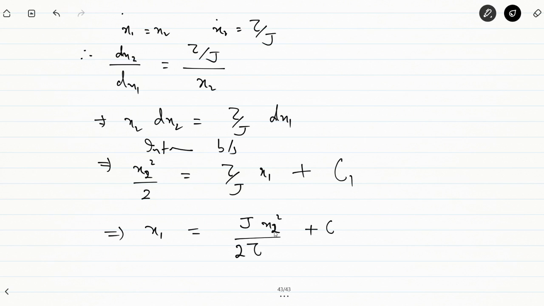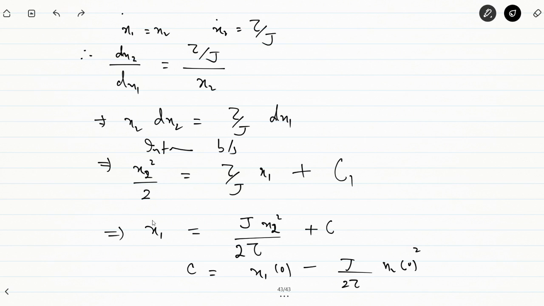Sir, this is j into x2 square, with x1 written on the left. So x1 equals j divided by 2 tau x2 square plus c. C is a constant of integration. And how can we determine c? We can determine it as x1 naught minus j by 2 tau times x2 naught square. So substituting the initial conditions of x1 and x2, we can determine the value of c.